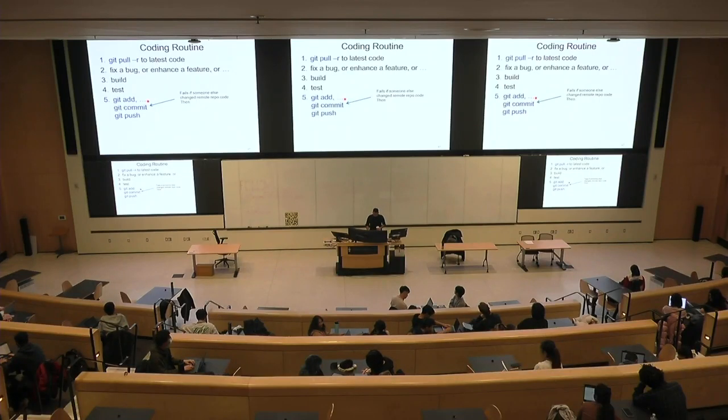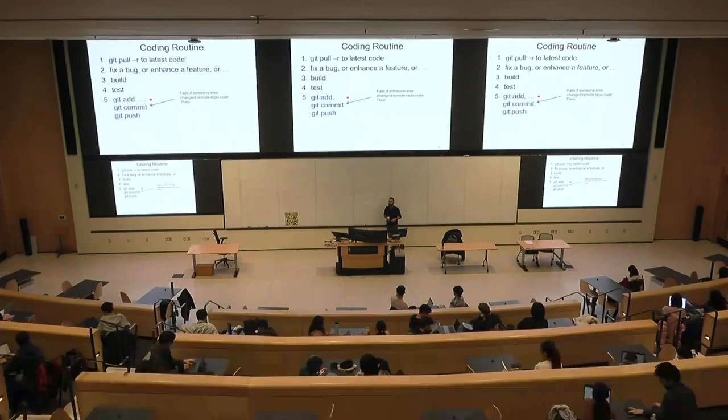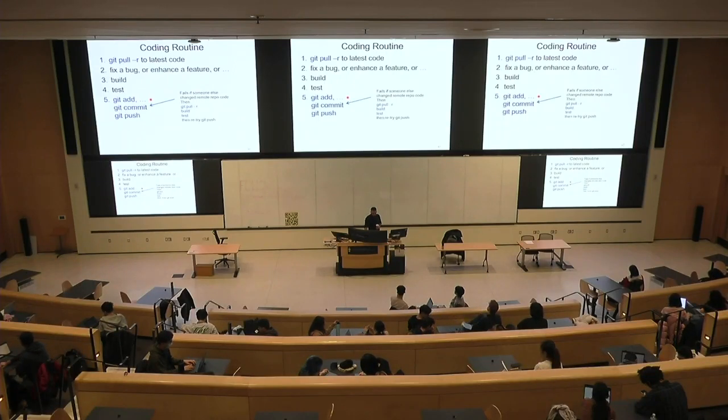So the git push, I think there is an error with the arrow here. The git push will basically fail again if there are changes on the remote repository that we haven't pulled to our local copy first. So we will have to repeat the cycle if there are any. We pull, build, test, and then push.